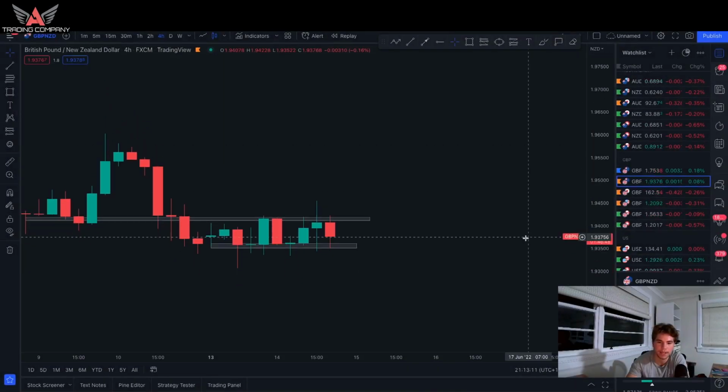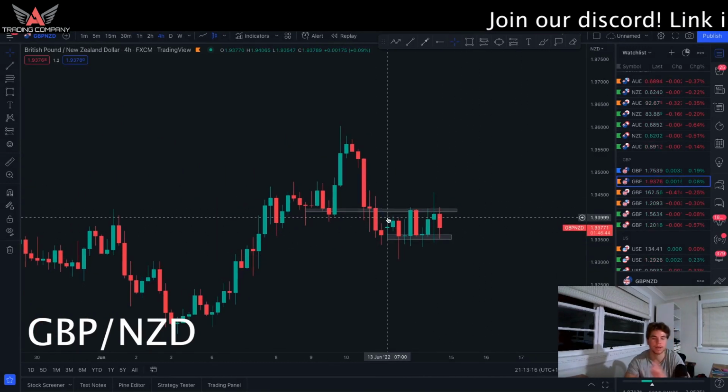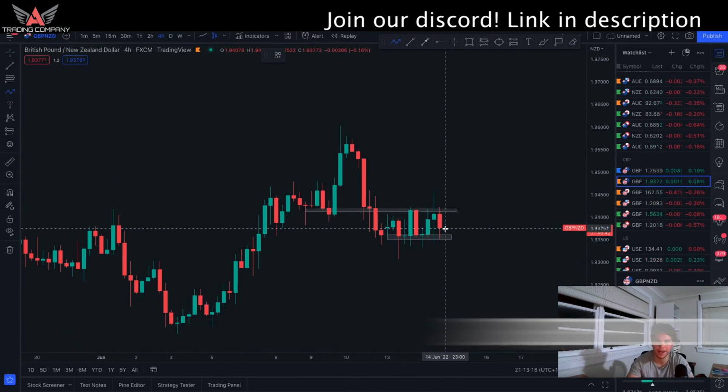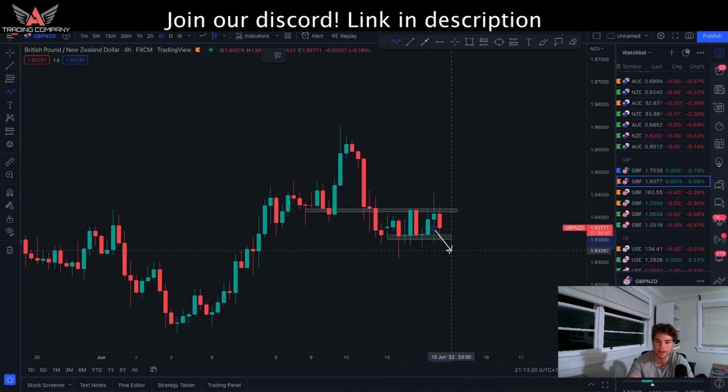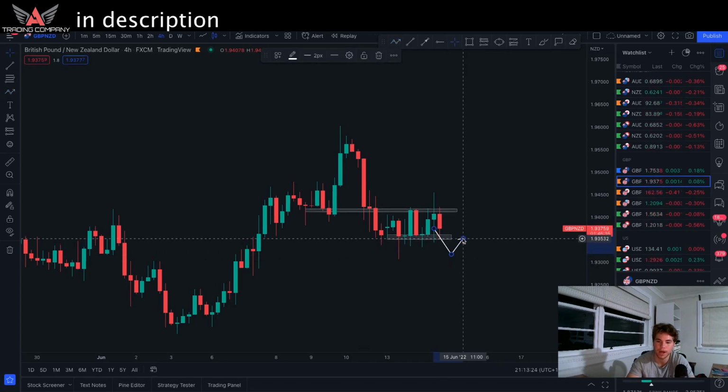Okay, GBP NZD is currently consolidating. But I want to talk about it because it presents a really nice opportunity to trade either to the downside if price breaks and closes below this level.